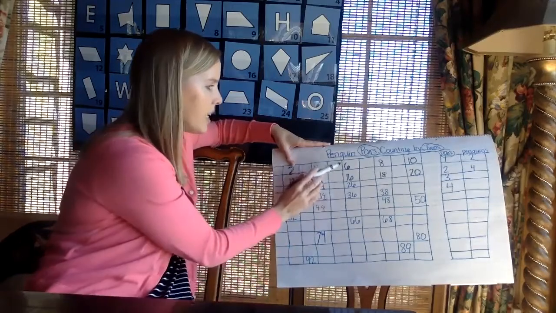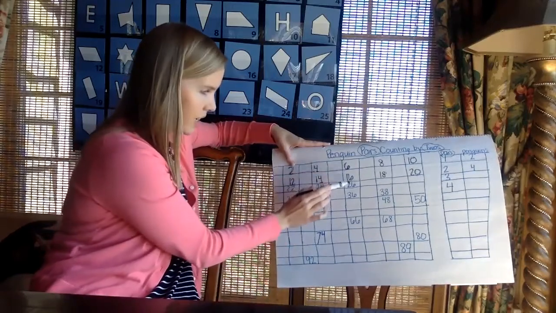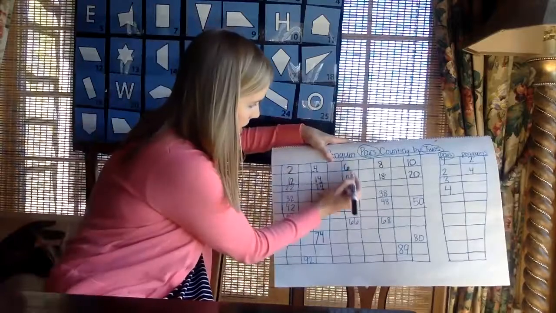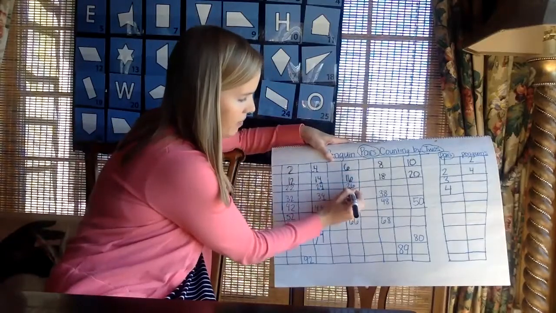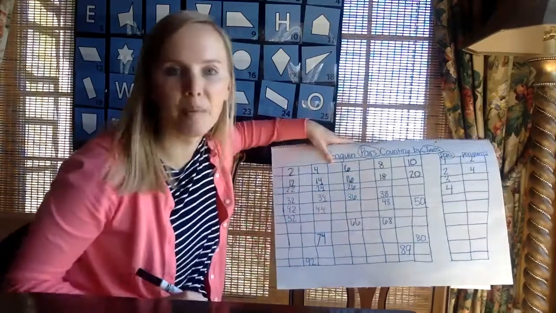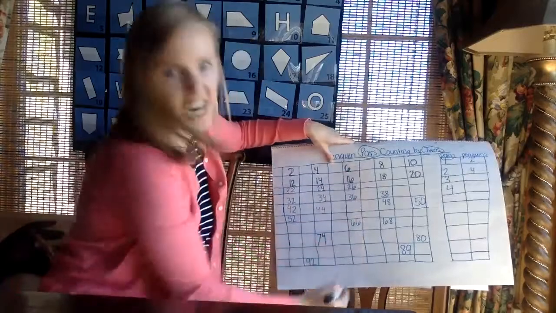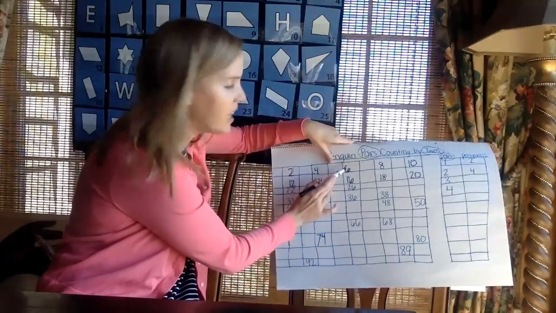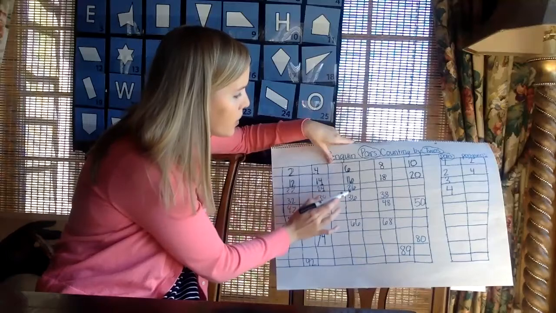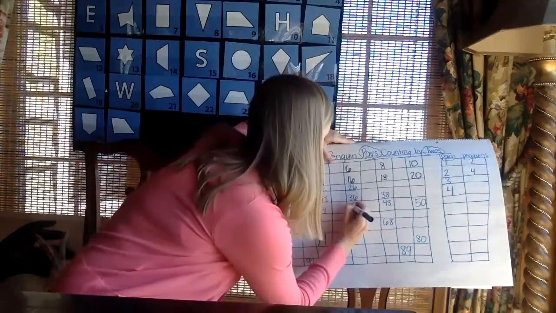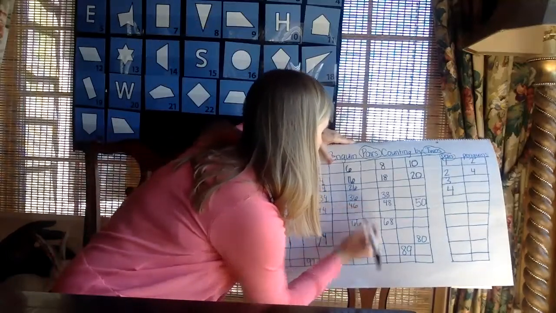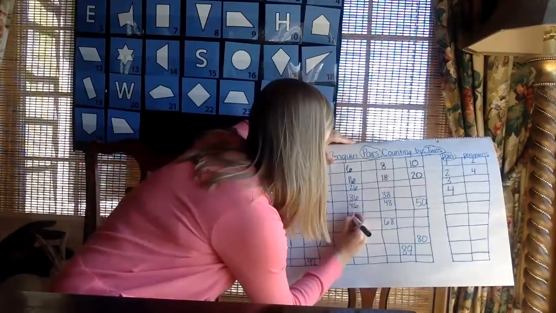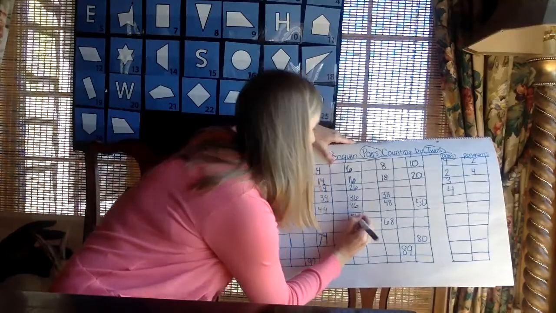Now let's look at this one. 6, 16, 26, 36. So the number in the ones place is staying the same. It's going to be 6 all the way down. The number in the tens place is going to go up by 1. 0, 1, 2, 3, 4, and then a 6 in the ones, and then 5, and a 6 in the ones.